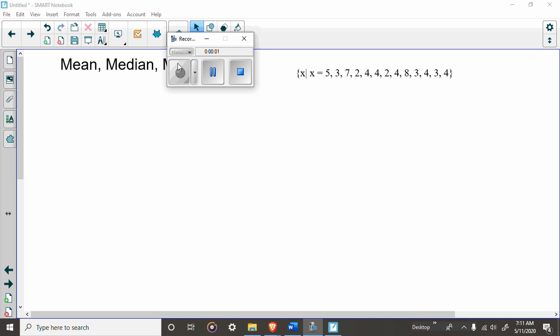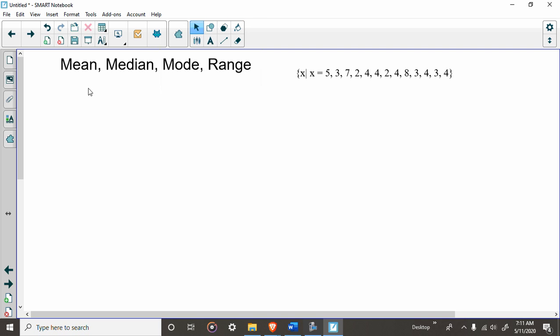Hey, good morning, guys. Today we're going to talk about the mean, median, mode, and the range.